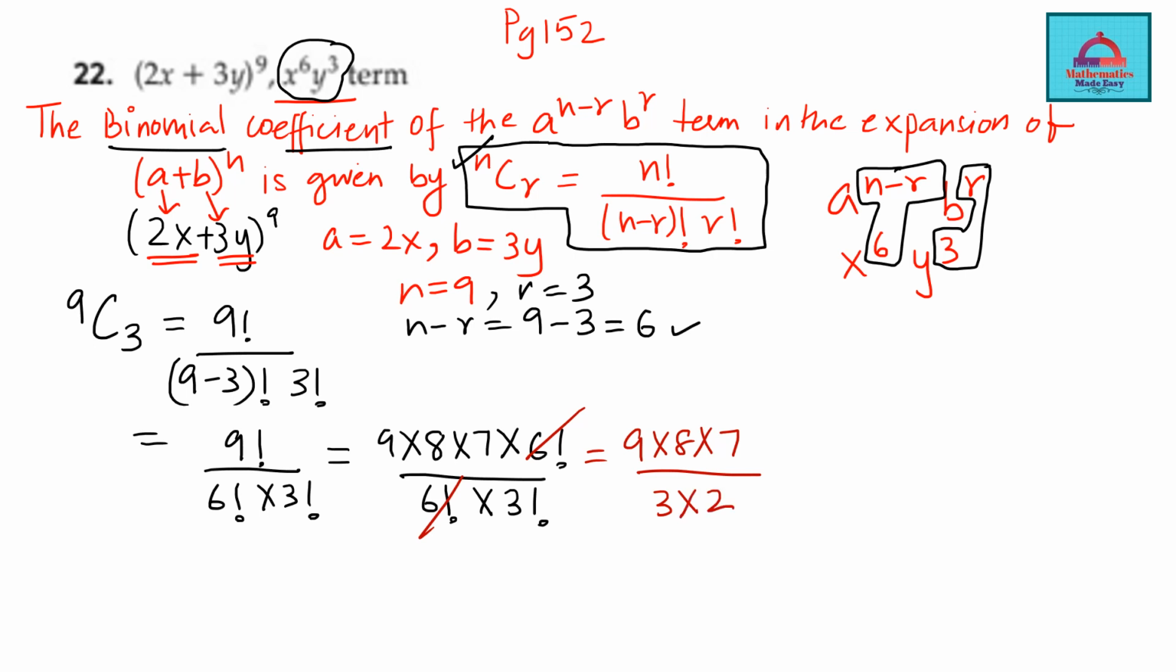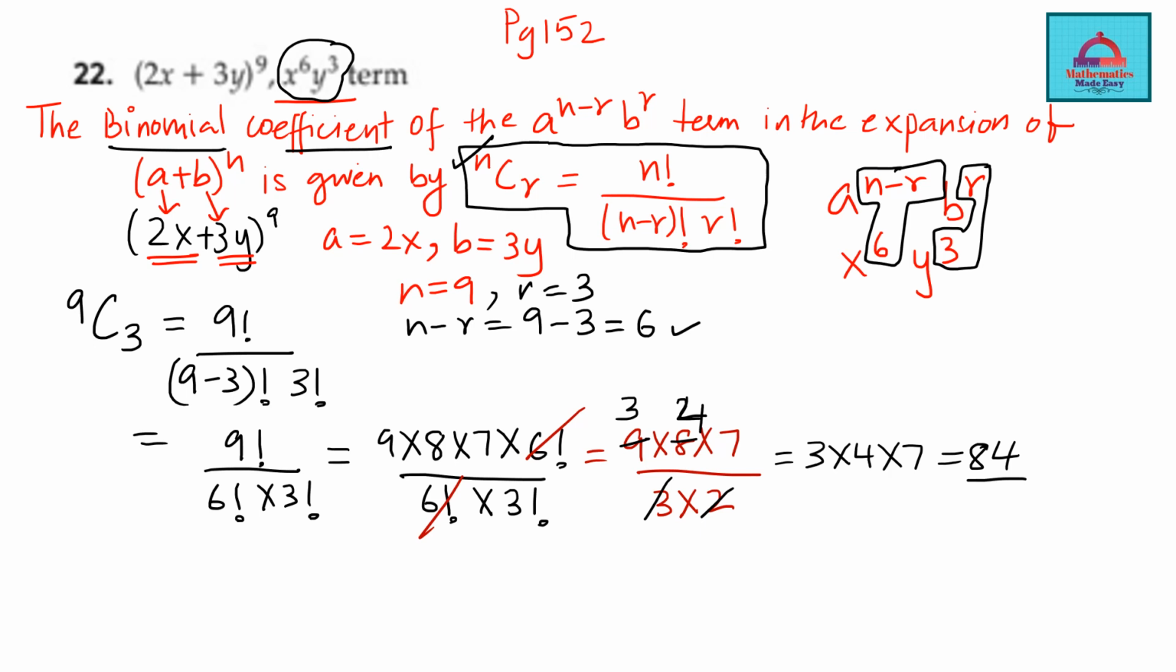So let's simplify it a little bit. Let's cancel the common terms. 3 2s are 6. 3 will go here with 3, here with 2. So this is going to give you 4. So it is 3 multiplied with 4 multiplied with 7. So this is 84 if you simplify. Now you have got the binomial coefficient. Now you need to find the final answer.